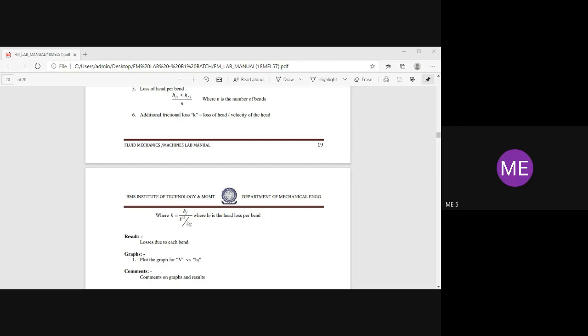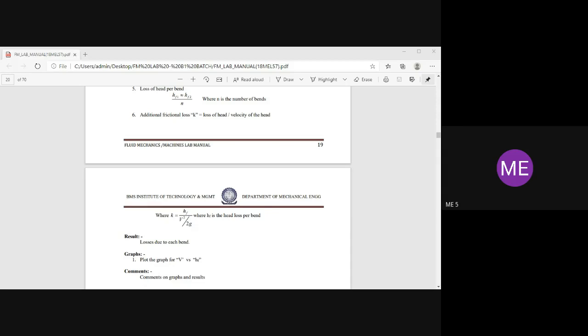R equals 0.1 meter in all the cases, and time T equals 17 seconds. Okay, so here there are 4 readings you are going to take, right?